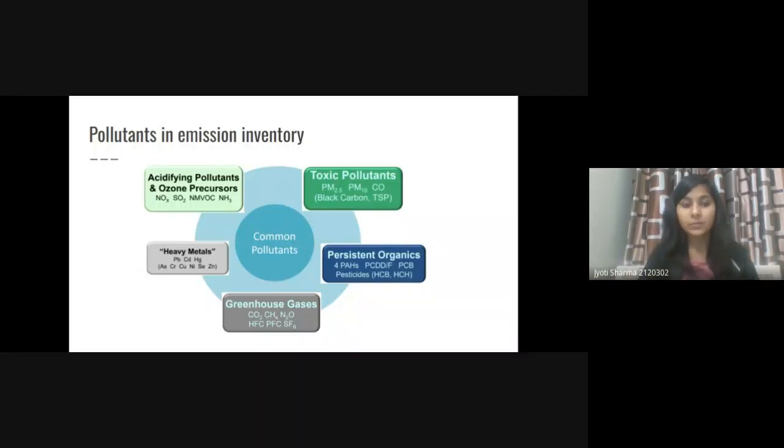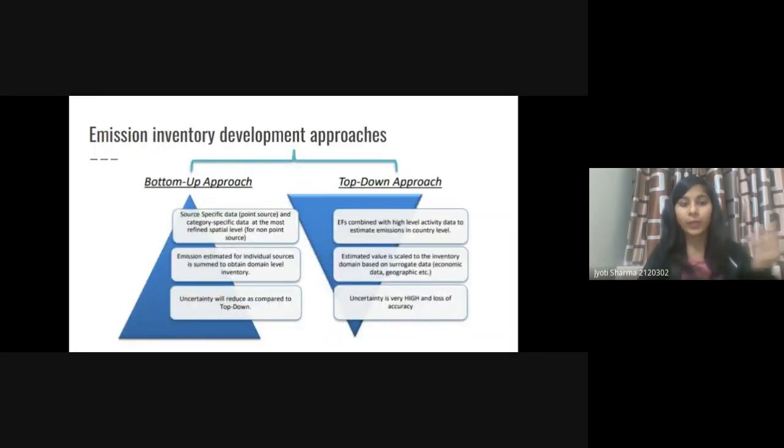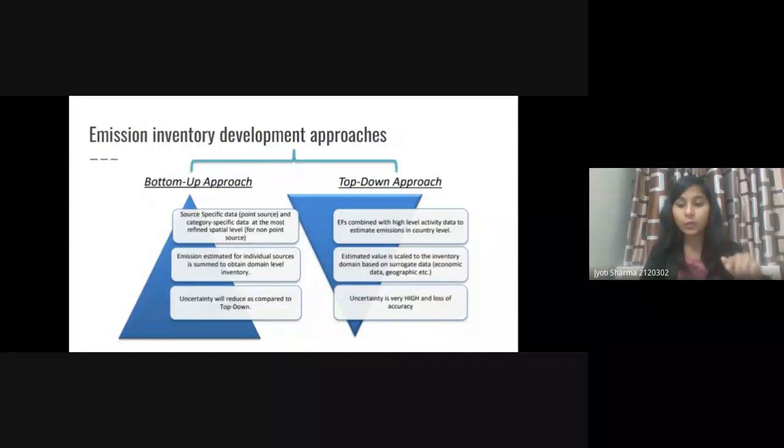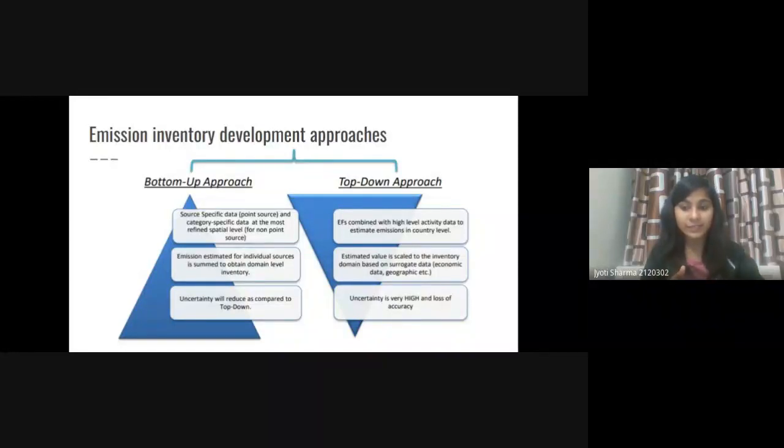We have two types of approaches by which we can create this emission inventory. The first is the bottom up approach. It means you will go to that site, you will install some kind of sensors, and then you will get some values. You have to install sensors everywhere, do some kind of experiments, and set up a lot of things to get this inventory. This is the bottom up approach.